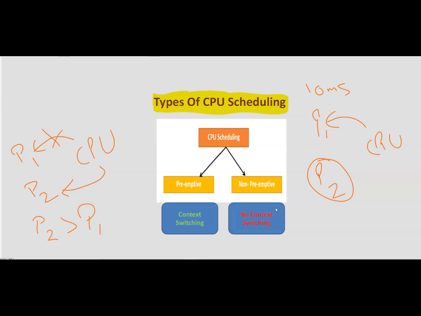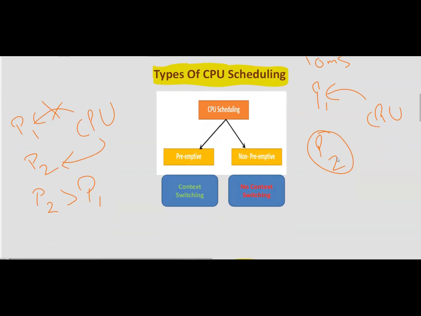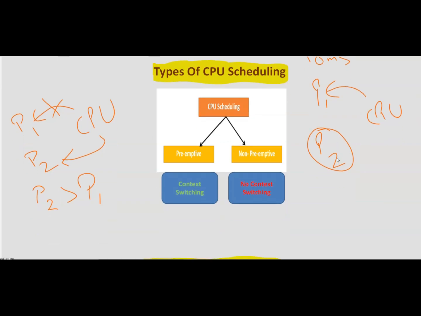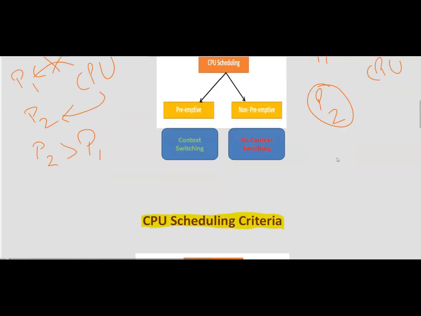So this is called non-preemptive: we do not take the CPU back from the ongoing process P1 and allocate it to P2. We wait for the completion of the process only. In this case there is no context switching, because in between we are not allocating the CPU to any other process. Context switching will occur, but only after the completion of the execution. I hope you got the differences between preemptive and non-preemptive.